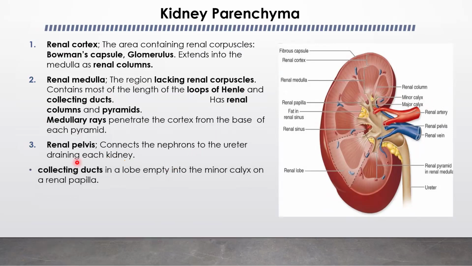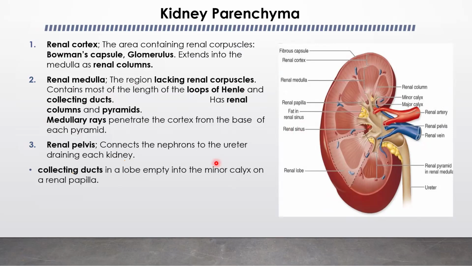And then now the collecting ducts in a lobe empty into the minor calyx, and these minor calyxes are found on the renal papilla. So for example, here's a minor calyx draining the renal papilla. So this is a renal papilla here, the renal papilla draining into the minor calyx.